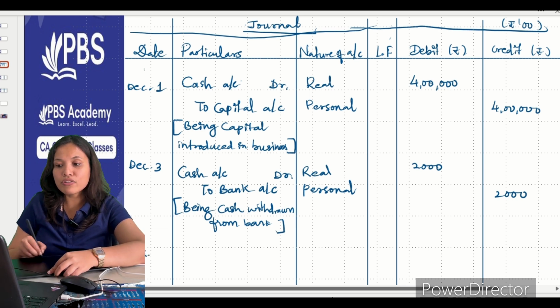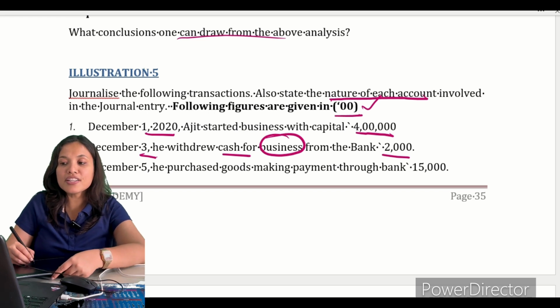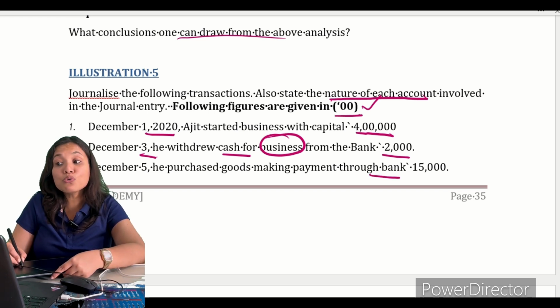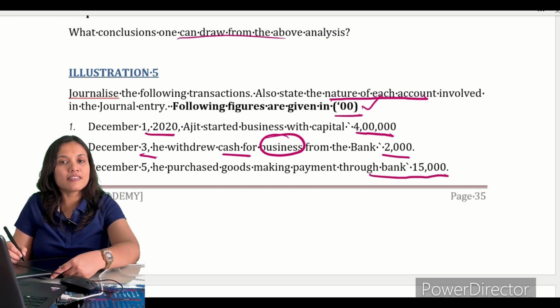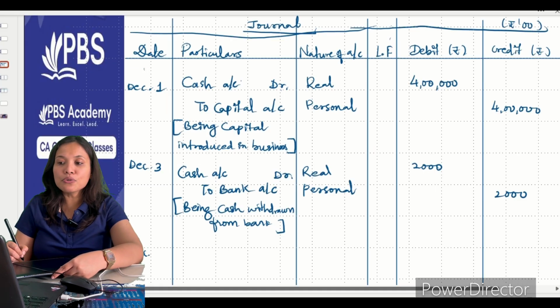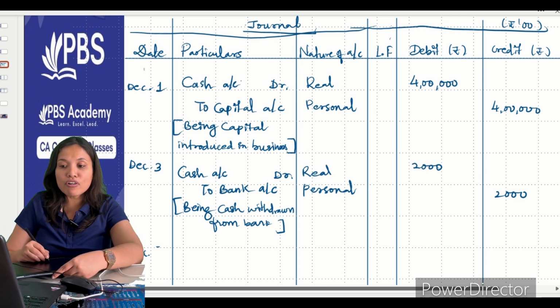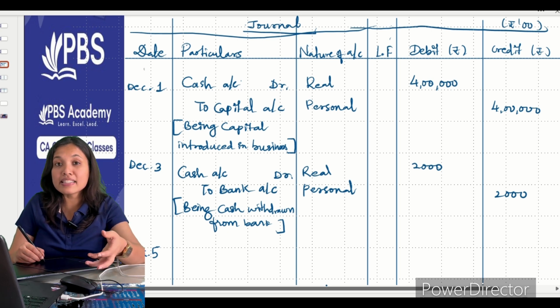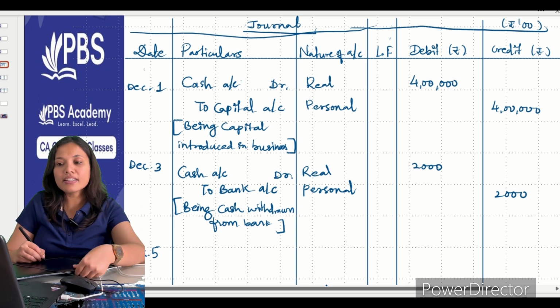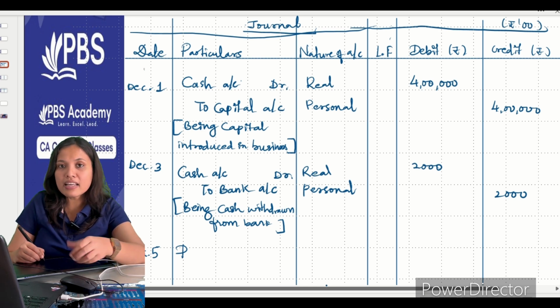Next transaction is of what date? December 5. He purchased goods making payment through bank, 15,000. Now purchase of goods will come in the name of purchases itself. My expenses are increasing, correct? So purchases have debit balance, that's expenses have debit balance.